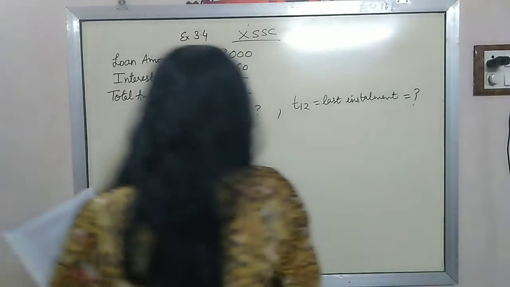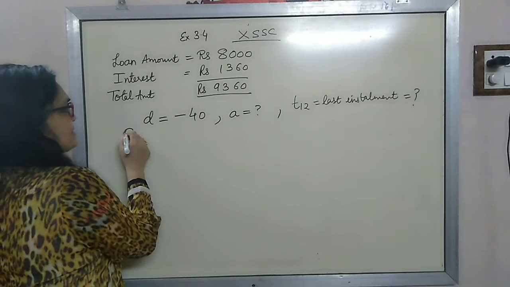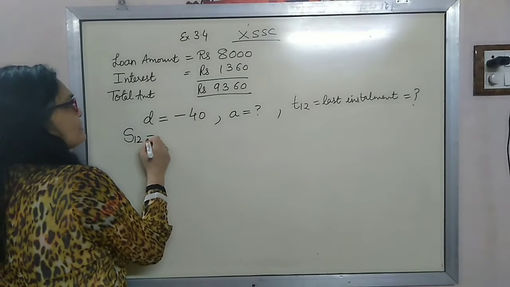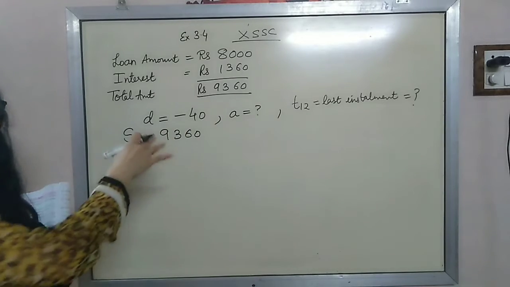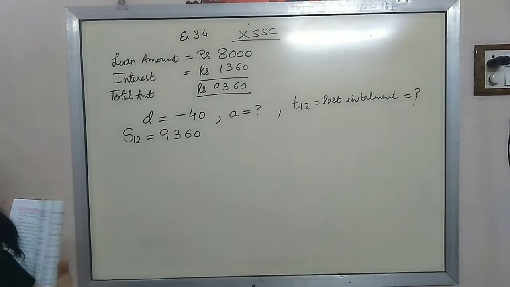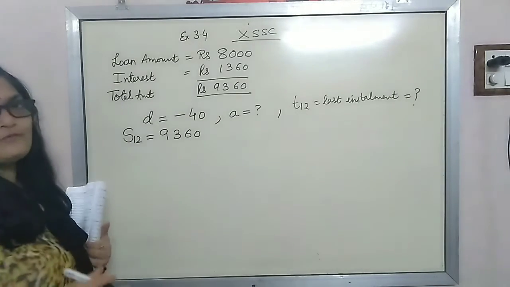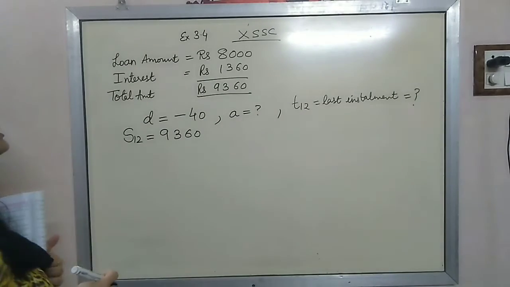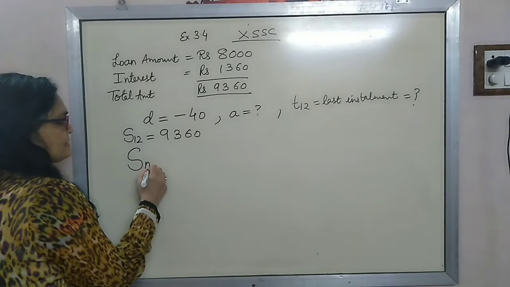Now see what we will do. What we know, what is this 9360? This is S of 12. Okay, when you add up all the installments, it will come up to 9360. So S12 is given and D is given. You have to find A and T12. Okay, so let's start. I will write the formula for Sn.